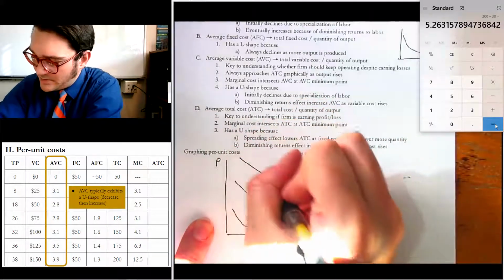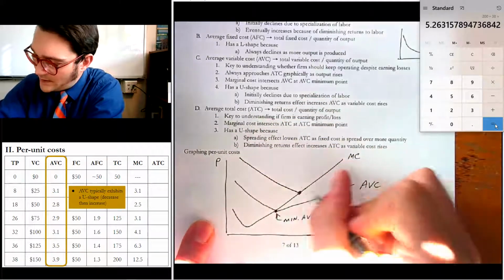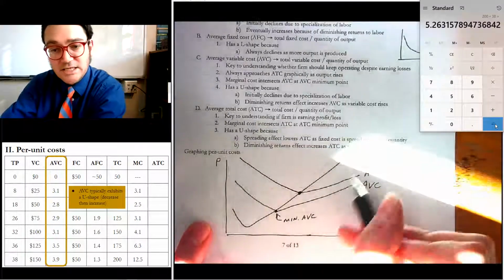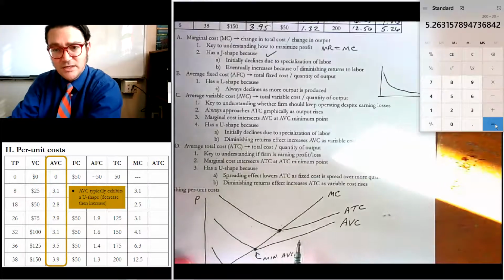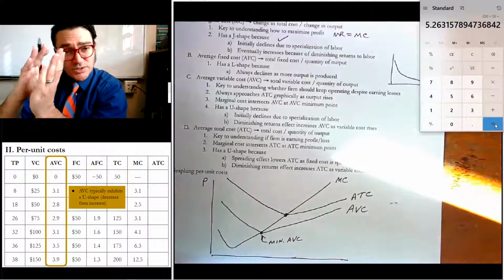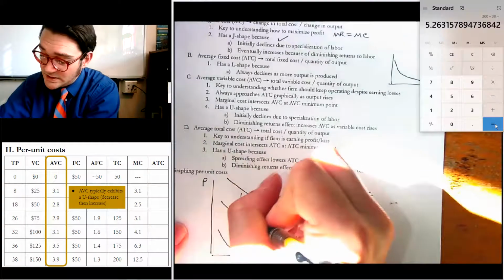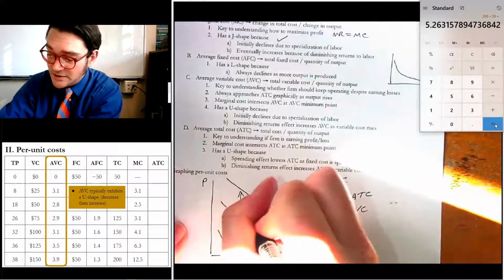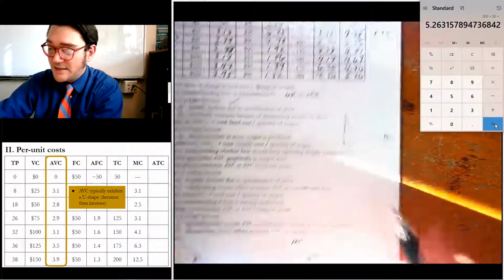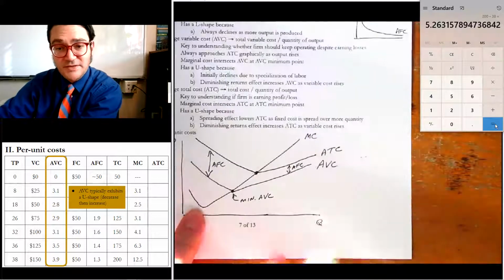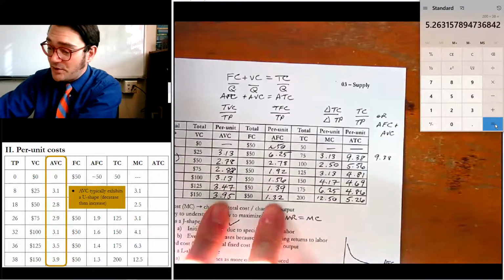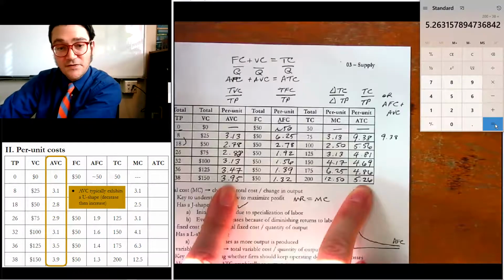It'll do one of these, come down, hit its minimum, and then graphically, technically the AVC and the ATC are going to get closer and closer together. I'm really sorry about that terrible glare there. But the ATC is going to get closer and closer to the AVC, and that's because the vertical distance between these two lines is actually the AFC. It's the distance between the two, and that's because the AFC is getting smaller and smaller. So in fact, the distance between the two is going to get smaller and smaller as AVC becomes a larger and larger portion of the ATC.